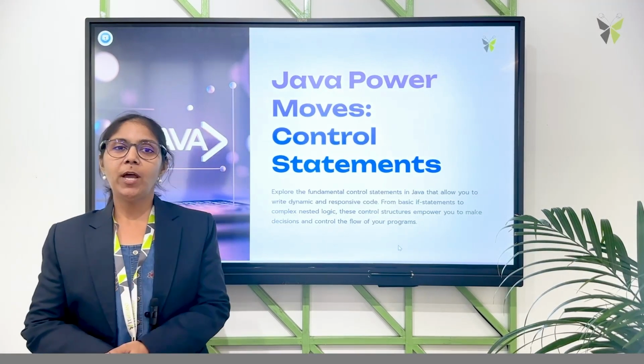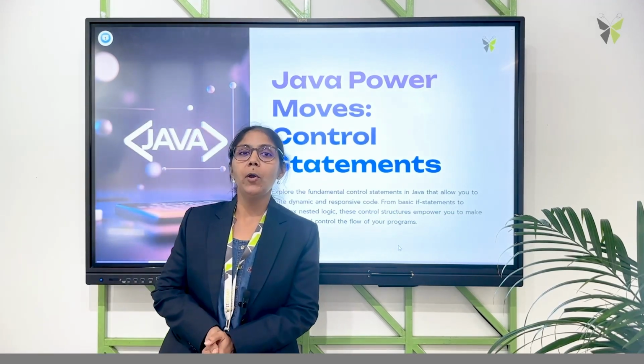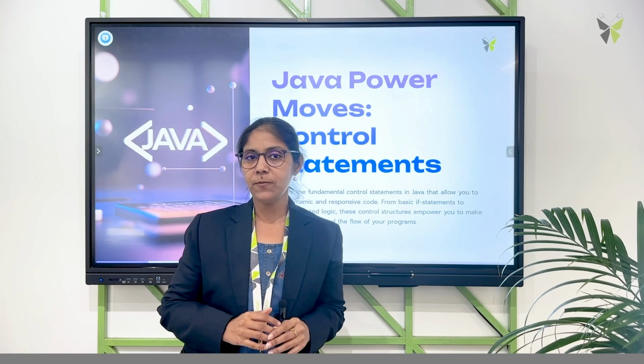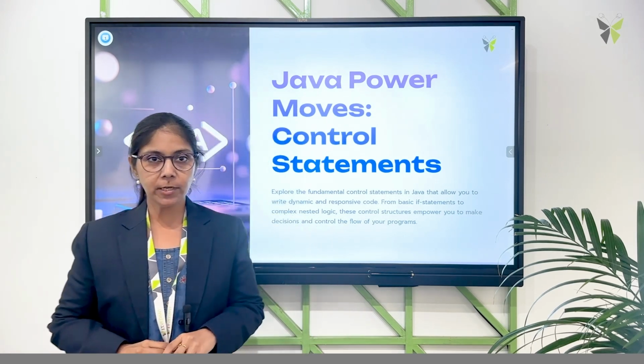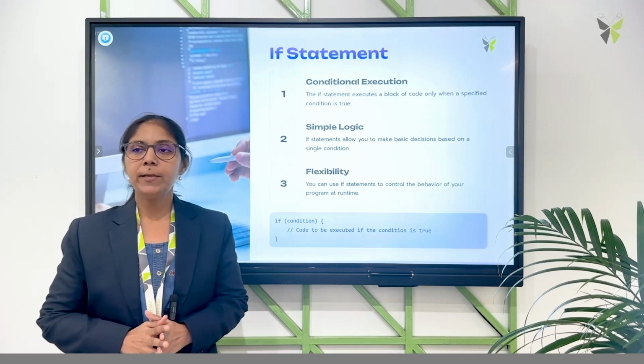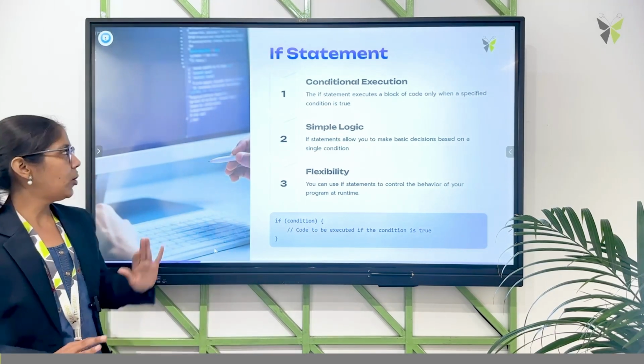Hello everyone. So now we are going to discuss the control statements that we can write in Java. There are two types of control statements that we can write in Java: conditional control statements and loop control statements. So let's first jump into what your conditional control statements are. The conditional control statements will start with your if statement.